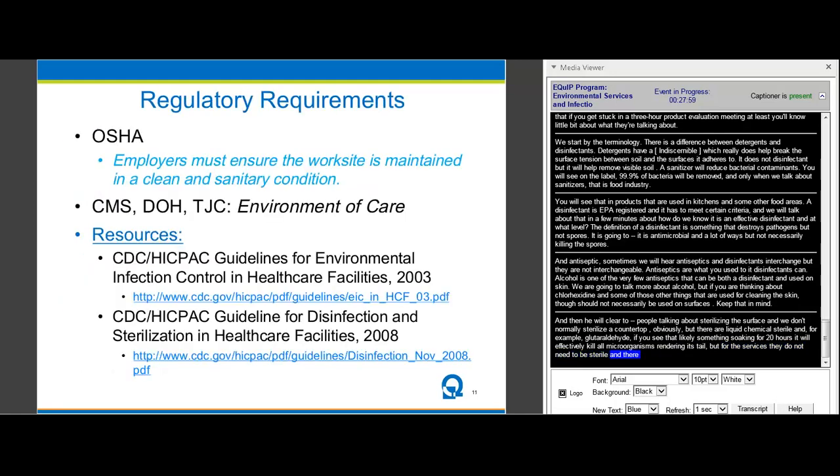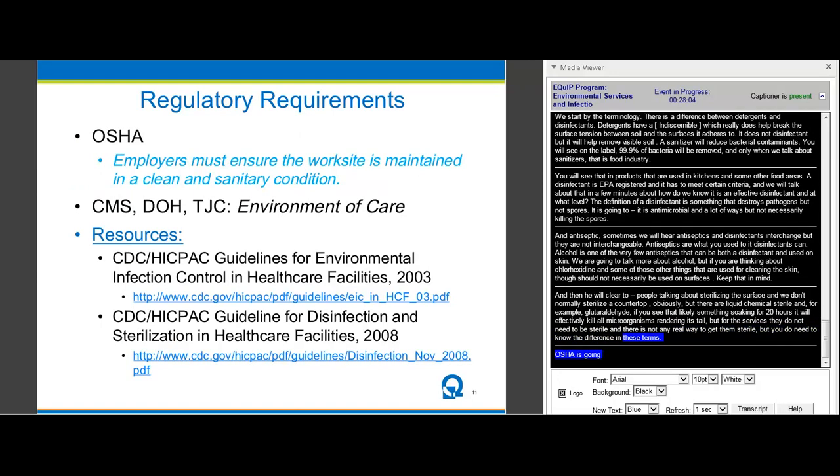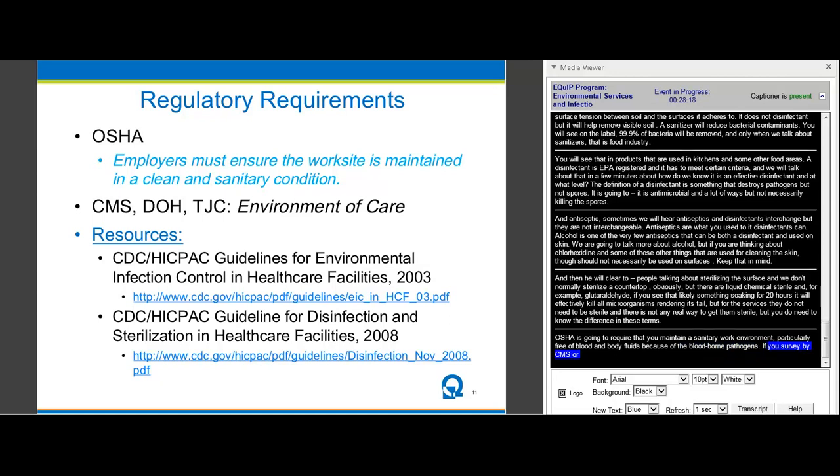OSHA is going to require that you maintain a sanitary work environment, particularly free of blood and body fluids because of the bloodborne pathogens. If you get surveyed by CMS or the Department of Health, it's Joint Commission, there's a whole chapter on sanitary environment or the environment of care, which has a lot of regulations about how to clean, how do you know it's clean, and making sure that the environment itself is safe.